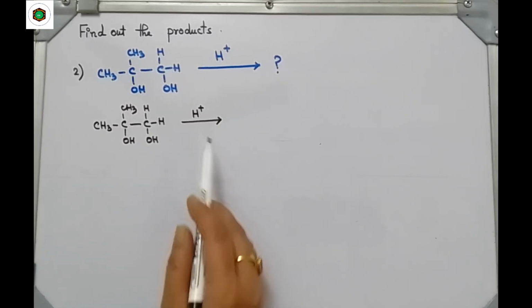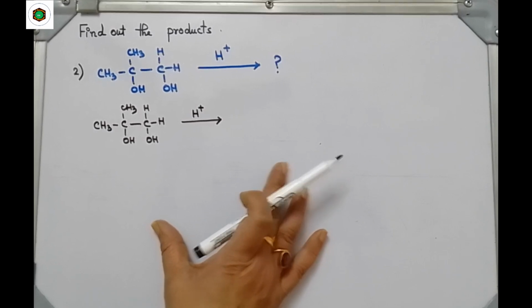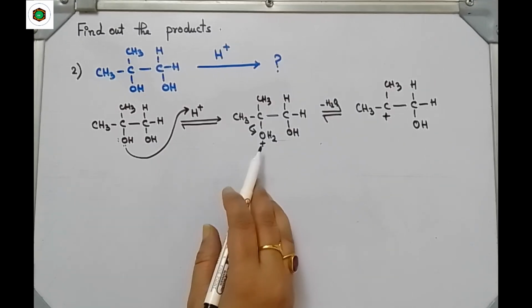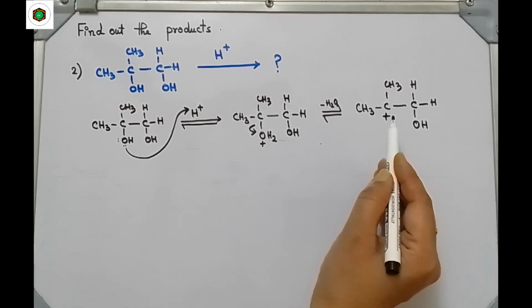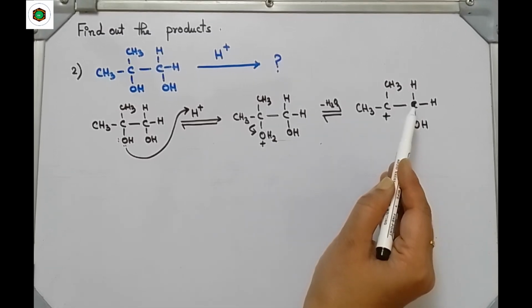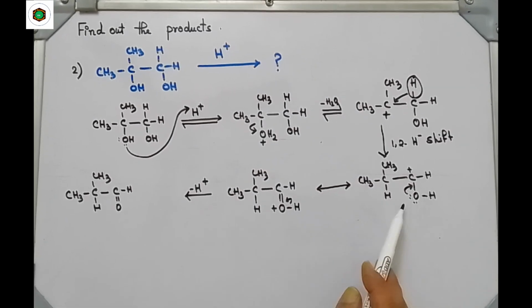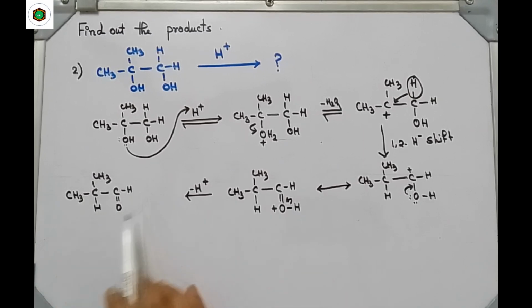In presence of H plus, Pinacol-Pinacolone rearrangement will take place. Now you have to decide which of the two OH will be protonated. See, protonation takes place here because after protonation, by removal of water, we will get this tertiary carbocation. So this is the more stable one. So hydrogen with its bonding electron will migrate here. After migration we will get this. This is the more stable resonating structure, and by removal of H plus we will get the aldehyde here. So this is your product.